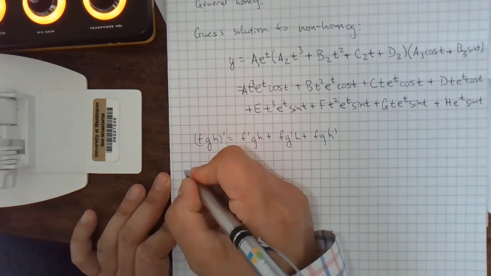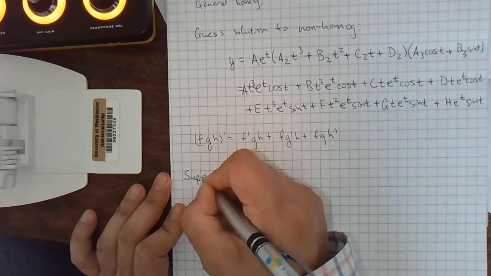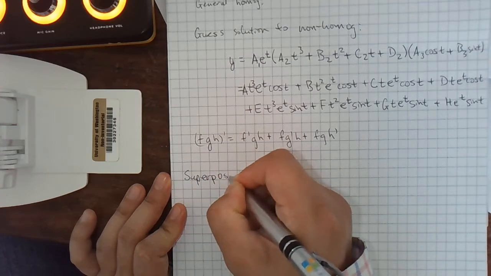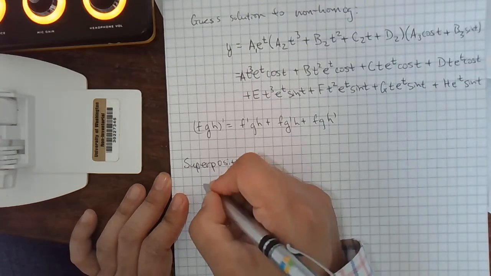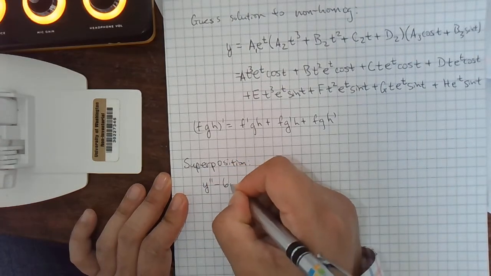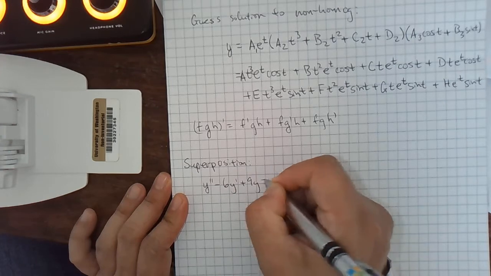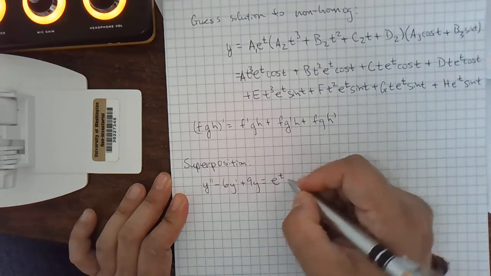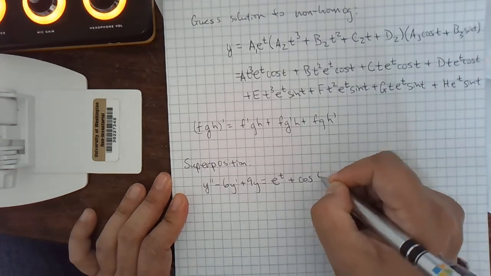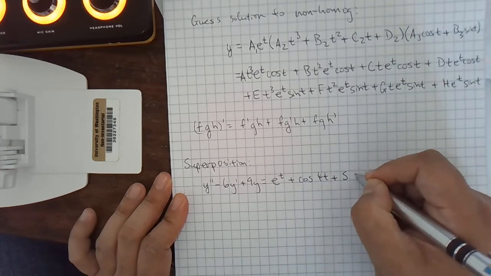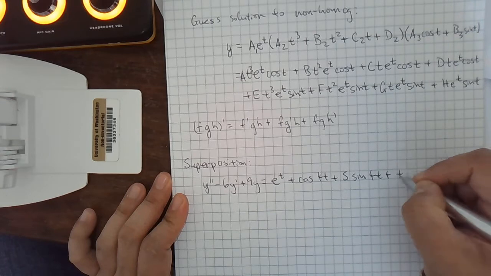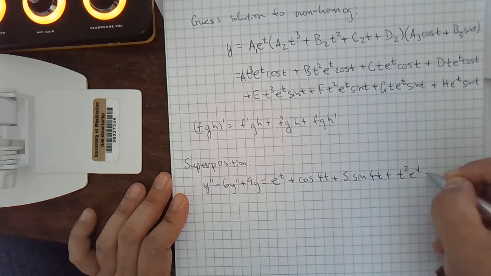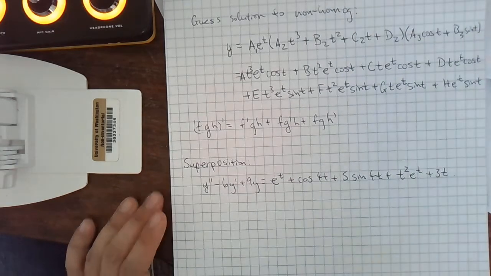Okay, sums. This is called the principle of superposition. Okay, so now what if you had this? You had y double prime minus 6y prime plus 9y equals, and a bunch of things added: e to the t plus cosine of 4t plus 5 sine of 4t plus t squared e to the t plus 3t. How do we guess that?